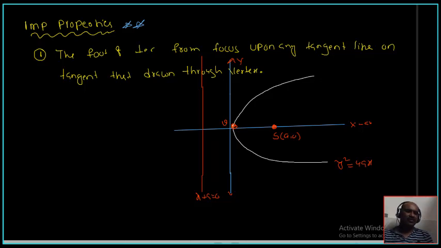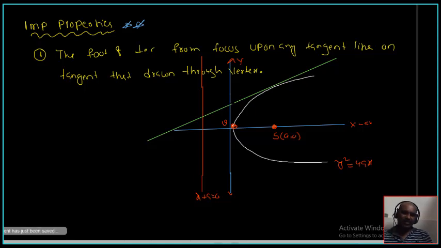Okay, do one thing. Now draw a tangent, any tangent to the parabola. This is the tangent. Now what the property is saying is that from the focus, if a perpendicular is dropped on this tangent, the foot of the perpendicular should fall on the tangent which is drawn through the vertex. If I join this, actually I want to join these two. Actually this should be perpendicular.